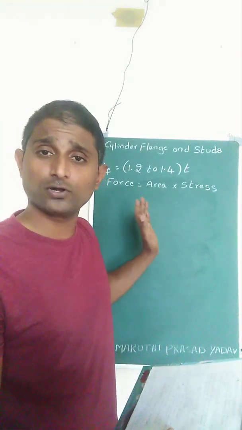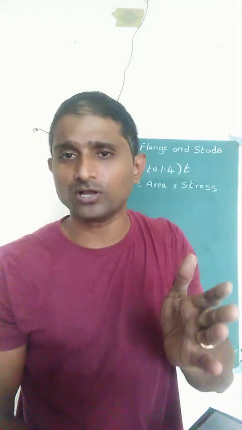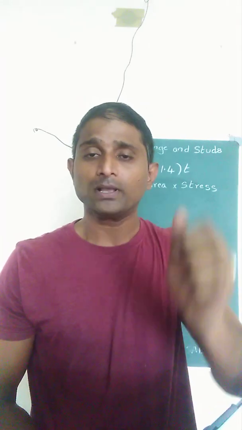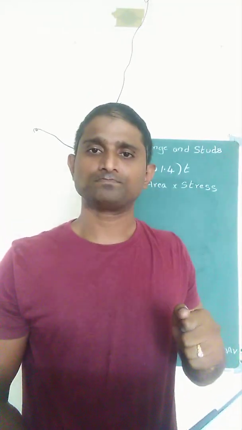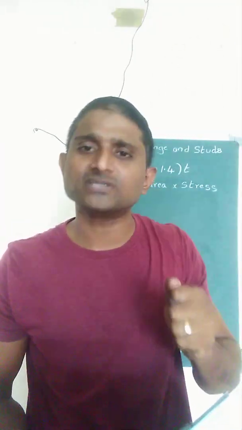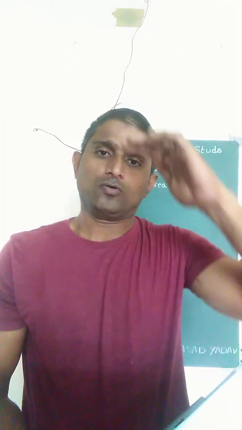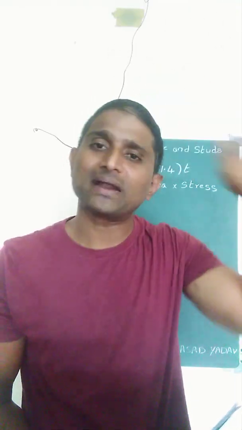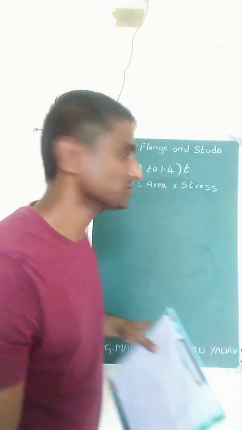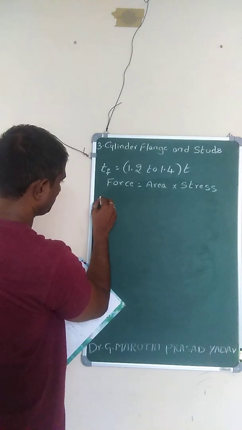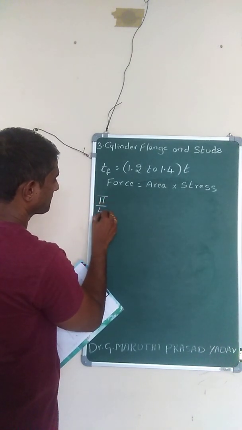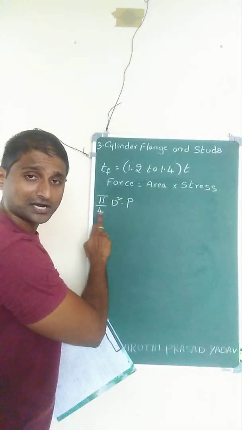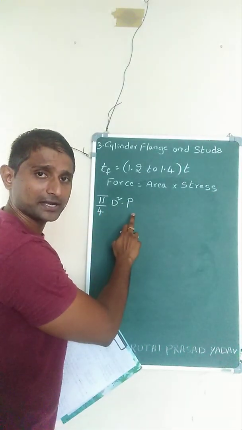Where did we get this force from? The force developed because of the combustion process. Because of combustion, pressure is built up, and from that pressure we have to find the force. The pressure developed in the cylinder is equal to force by cylinder area. So force is equal to pressure into cylinder cross-section area, that is pi by 4 d square into pressure.